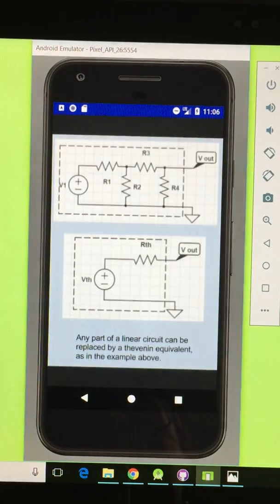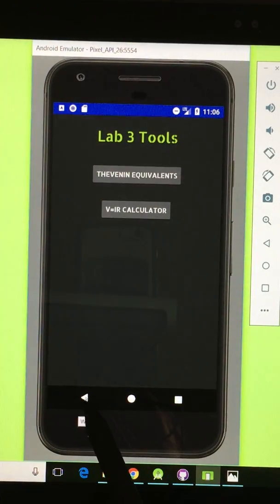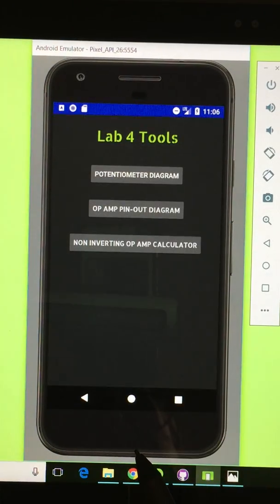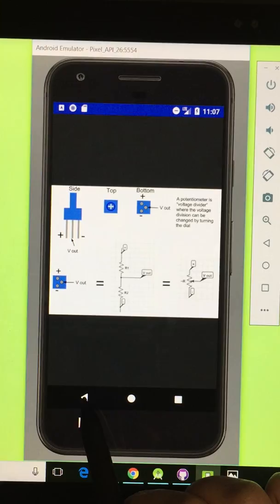Lab 3 provides a custom diagram describing Thevenin's theorem and another VIR calculator. Lab 4 includes a potentiometer diagram, which shows the pins of a potentiometer and exactly how to use it.